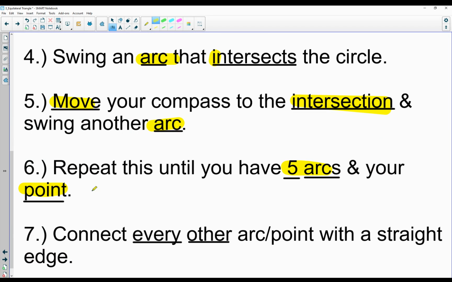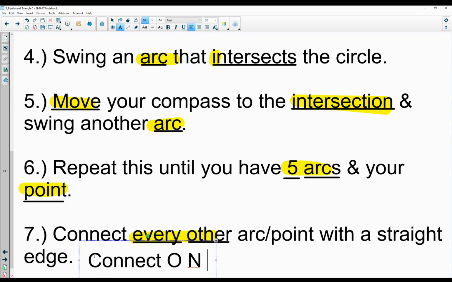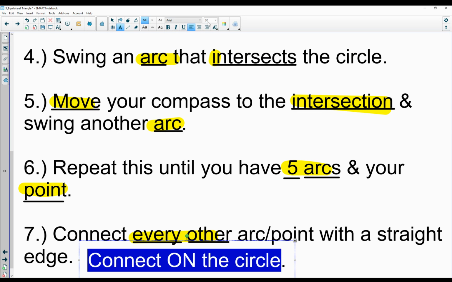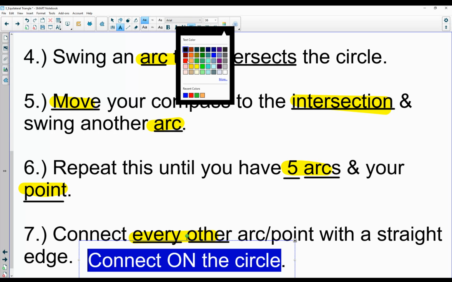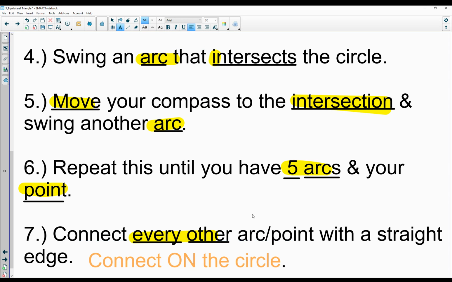Now, to actually get the triangle, you connect every other arc or point with your straight edge. Remember, it must be on the circle. I'm going to type that down here. You want to connect on the circle. It needs to be on the outside of the circle, right? It shouldn't be floating on the inside. And that gets yourself a nice equilateral triangle.